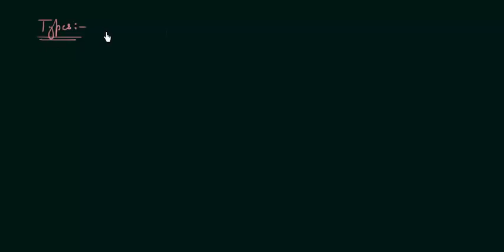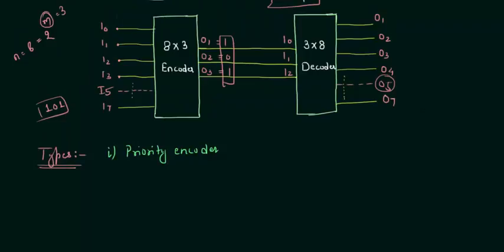There are 4 types of encoders that we have to see. The first one is your priority encoder. Let's see what happens in this particular type of encoder. If instead of only one input being high, let's say 2 inputs are high, I3 and I5, then what will be the output of the encoder? It depends upon the priority that we set. Either we set the priority so that the bits with the lower order are preferred, or we set the priority with the bits having the higher order. That we will see separately in the lecture when we discuss the priority encoder.